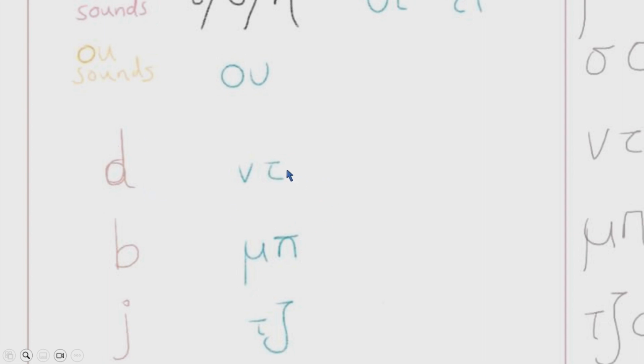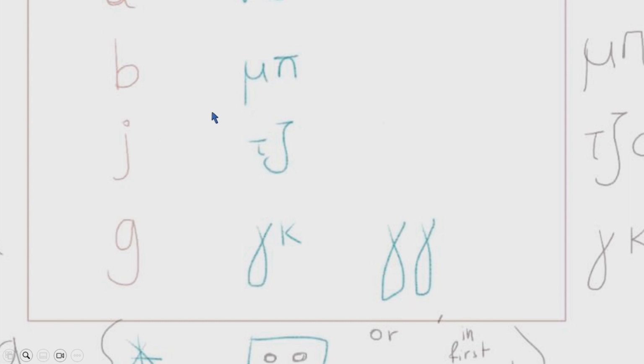And for B, remember Vita is V, it's not B. So to make a B sound, we have Mi and P. Together they are B. Next, to make a J sound, we have Taf and Zita. Together they are J. And finally, to make a G sound, we have Gamma Kappa or Gamma Gamma. Both of those letter combinations make the sound G.